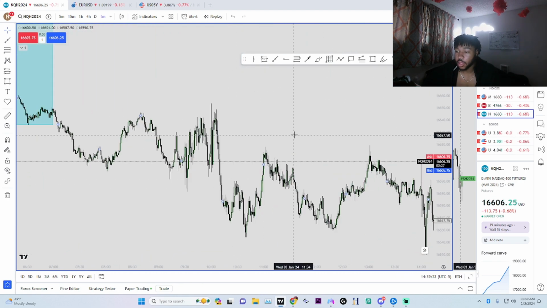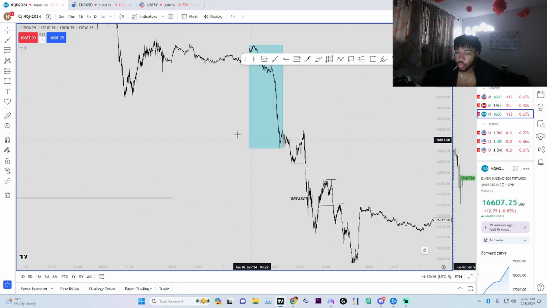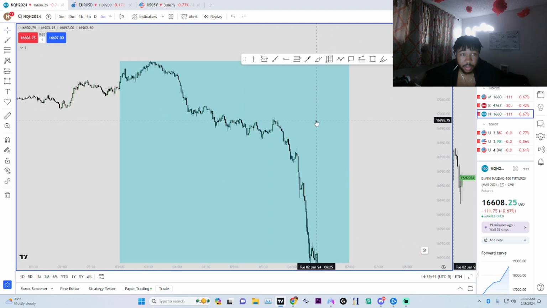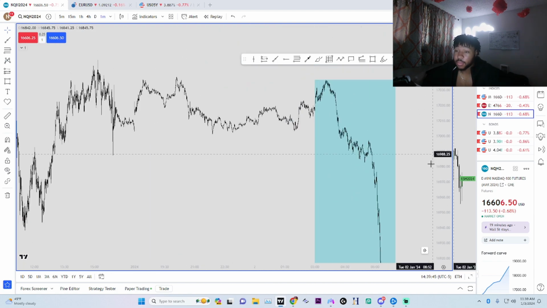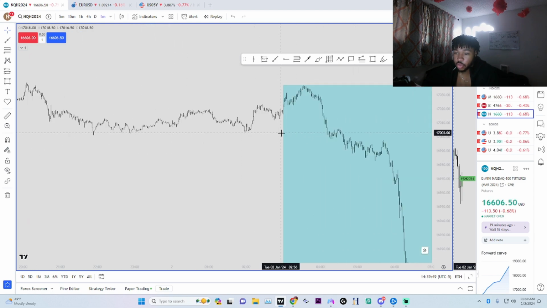But your easiest draws on liquidity are going to be equal highs and equal lows. That's it. That's the best. You don't have to go to a bigger time frame. You don't have to look at anything like that. It would be best to do that, but I'm telling you, this is the easiest way you can possibly trade.